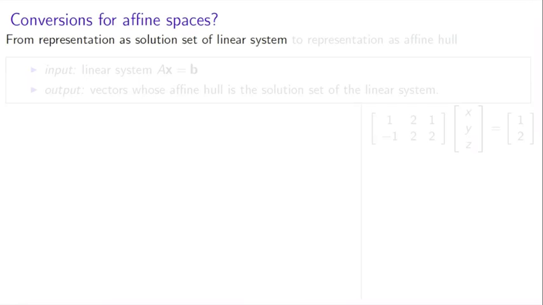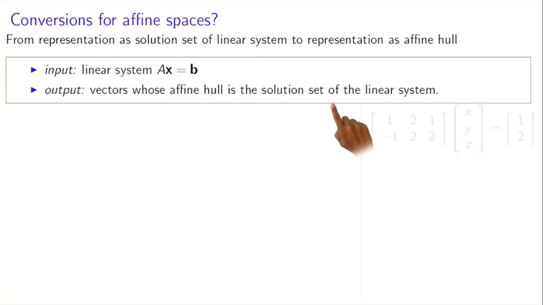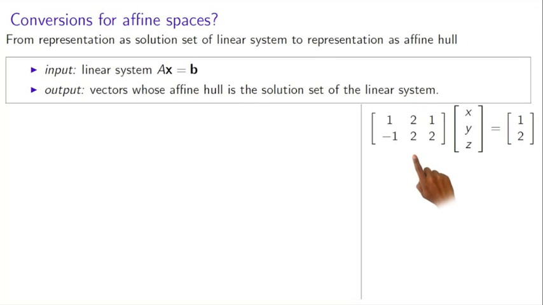I'll illustrate one such conversion, from the representation of an affine space as the solution set of a linear system to its representation as the affine hull of some vectors. We start with a linear system, Ax equals b. Let's assume this linear system has at least one solution. Our goal is to find vectors whose affine hull is the solution set of the linear system. I'll illustrate the process with this example linear system.